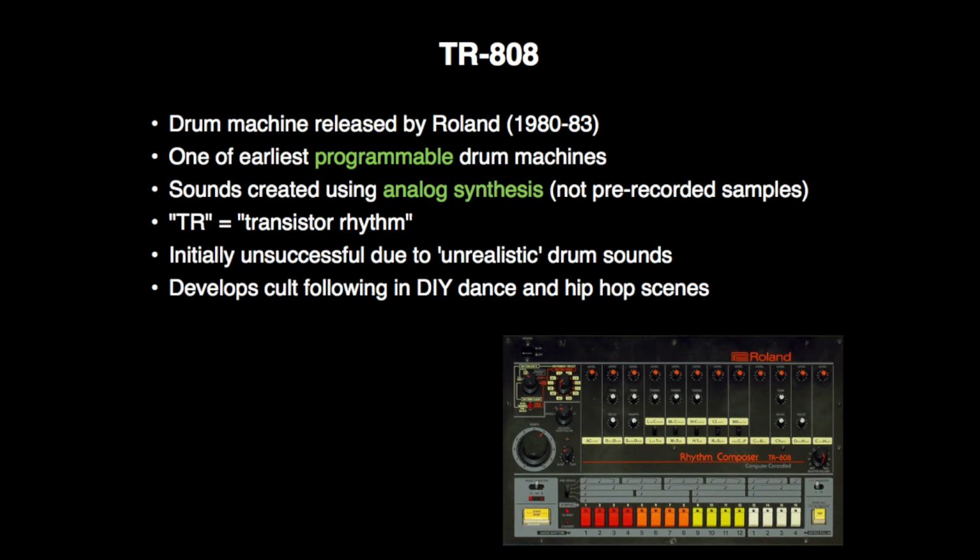All right, so let's transition now and start talking about the TR-808. So the TR-808, some of you may have heard of it before. It's a really famous drum machine that was produced by Roland from 1980 to 1983.